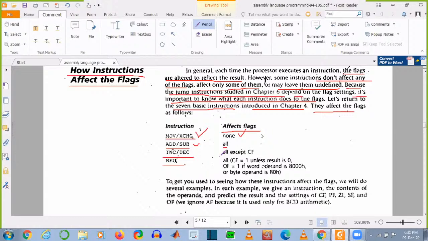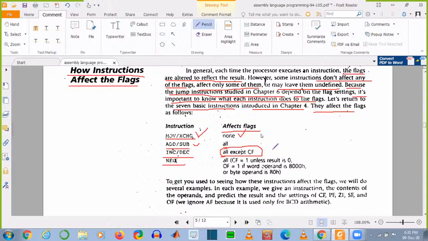But if it is 1, for the instruction you have written before, like a move instruction, then it will stay 1. Okay, so then increment and decrement. All of these two instructions, increment and decrement, affect all of the flags except CF. What is CF? Carry flag. So the carry flag is not affected by the increment and decrement operation.